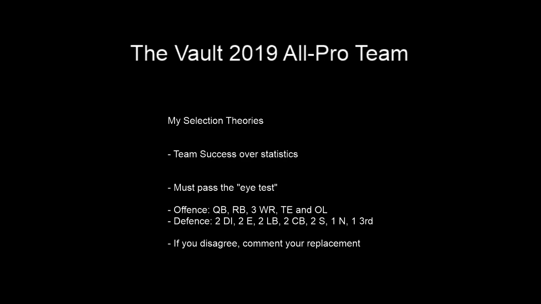Now, my selection theory for my team. On offense, I've obviously got a quarterback and a running back. I'm going with 3 wide receivers. Some guys like to do 2 wide receivers and then a flex, which can be a running back or a receiver. For me, I just went with the straight 3 wide receivers, 1 tight end, and then your standard offensive line, which is 2 tackles, 2 guards, and a center. I didn't do positional. If the 2 best tackles in the league were both left tackles, I picked them both, and 1 can play right tackle on my team. That'll be fine.